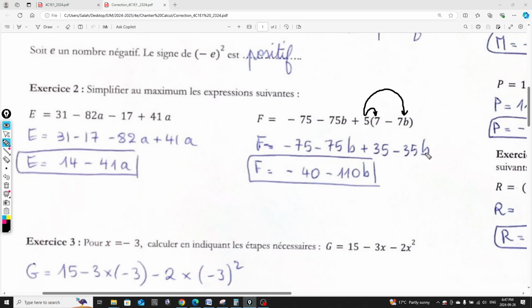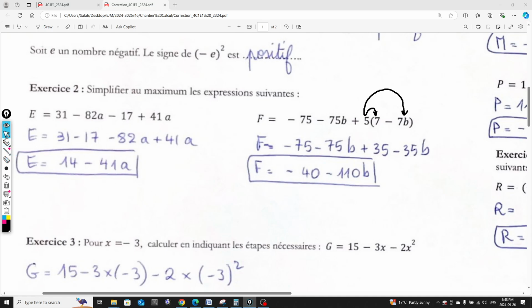Okay, and then as of that point, it's the same exact kind of question as this guy. You've got to combine the like terms, so negative 75b and negative 35b come out to negative 110b. And then you've got the negative 75 plus 35. Well, negative 75 plus 35 is going to come out to negative 40. Okay?